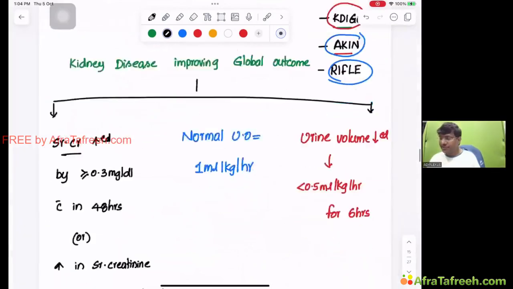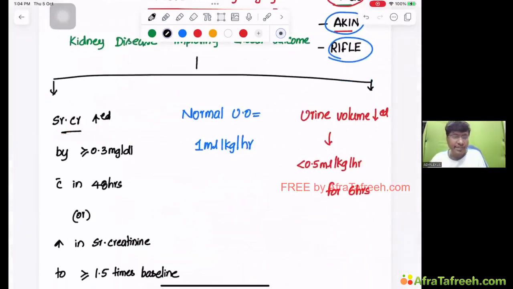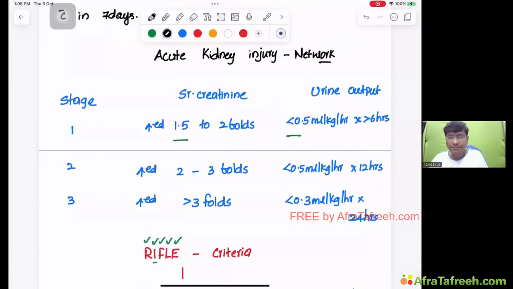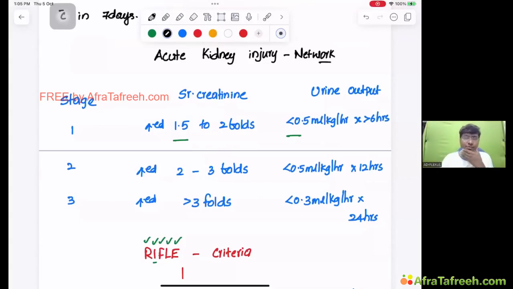Very important, according to your KDIGO guidelines, the creatinine should be elevated more than 0.3 milligrams per deciliter within 48 hours, and urine volume should be reduced to less than 0.5 ml per kg per 6 hours. And the Acute Kidney Injury Network criteria has given staging 1 to 3. In staging, what parameters have been taken into consideration? Creatinine as well as urine output. Creatinine is increased 1.5 to 2 folds in stage 1, 2 to 3 folds in stage 2, and more than 3 folds in stage 3.